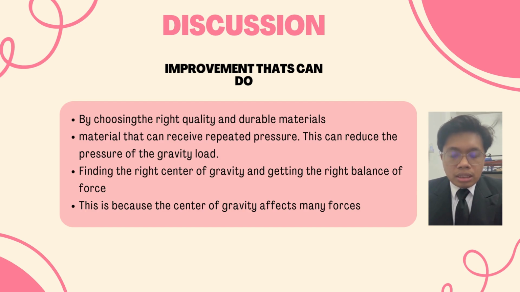The second is finding the right center of gravity and also getting the right balance of force. This is because the center of gravity affects many forces. When there is a load, for example, the load is at the end while the foot needs to hold the load. This is because the position of the traffic light is not in a balanced midpoint condition. This will result in inequality in the balance of force, when the force and the moment move, the obstacle will give force.